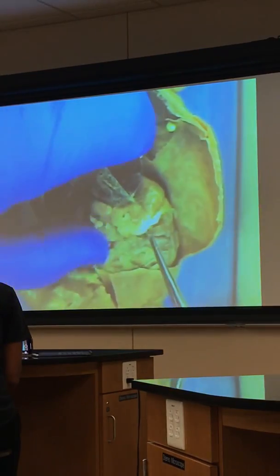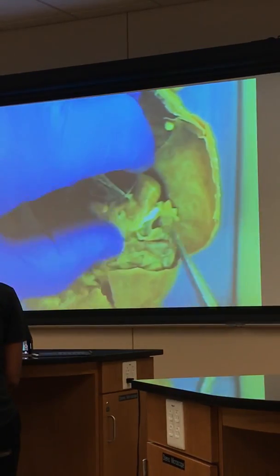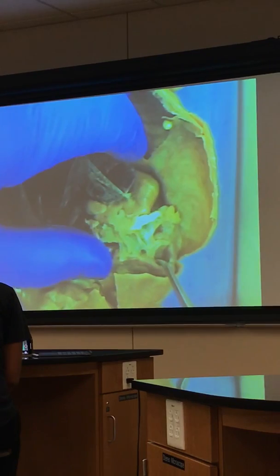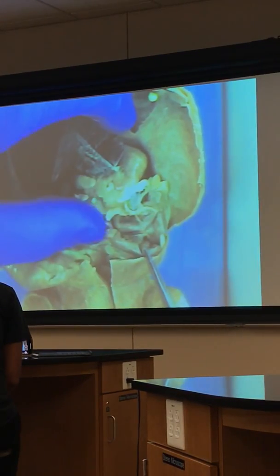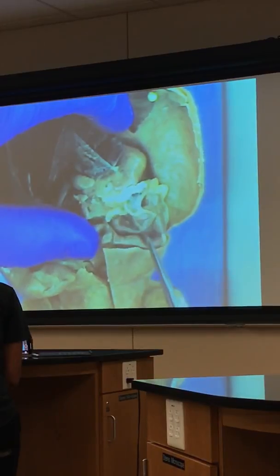This is the greater curvature of the stomach. On the greater curvature of the stomach, what you're going to find, so you guys see this connective tissue over here? It's got some fat in there. See, it's kind of shiny, right? The shiny portion. This is the greater omentum.